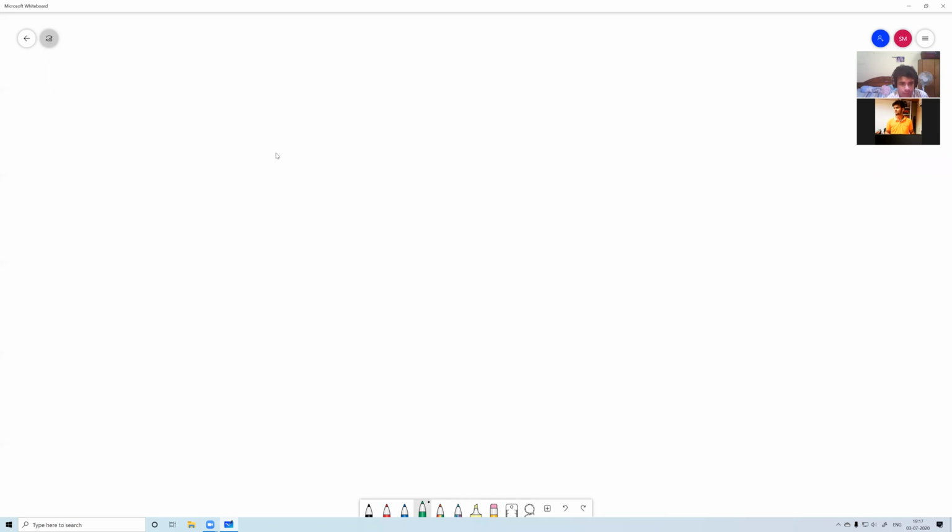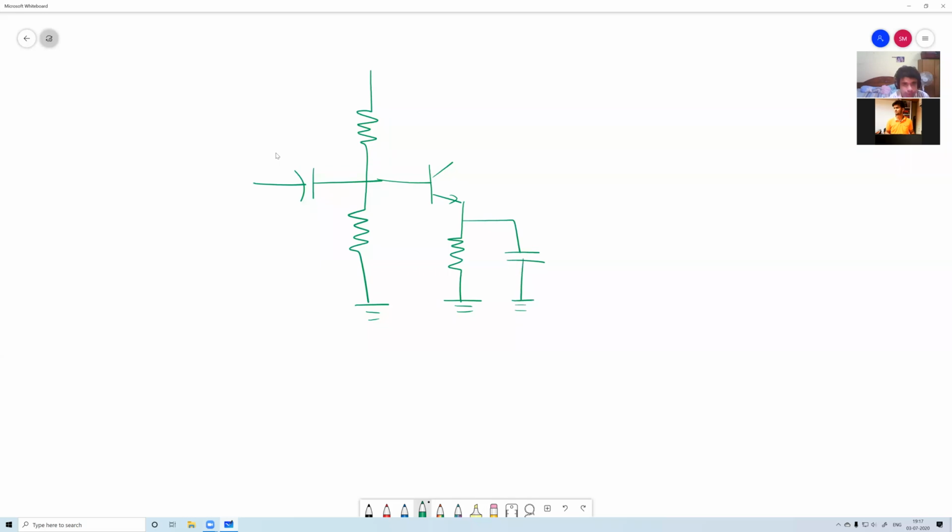Probably I haven't done this, so it's a good practice problem. This problem is straight from Boylestad. It is similar to the assignment questions.